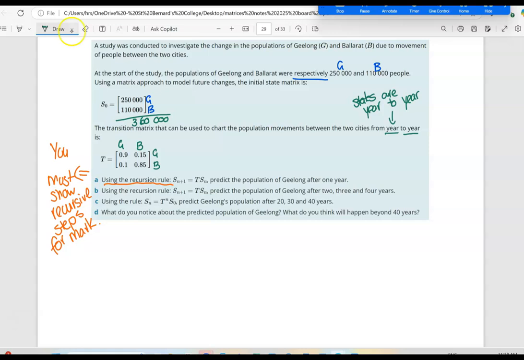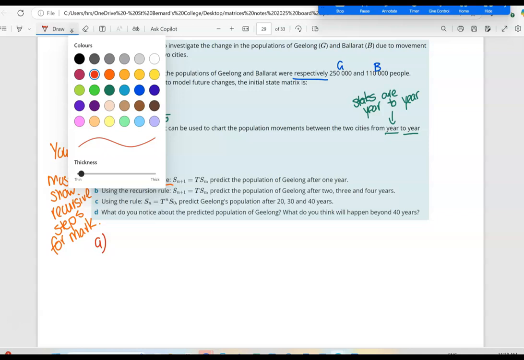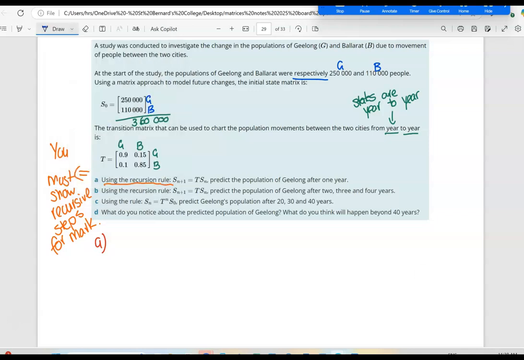Okay, now the first question says using recursion. So in year 12, they will ask you that. They will say using recursion or show recursively to predict the population of Geelong after 1 year. Because you must show all your working out, you've got to find after 1 year, which is S1. So 1 year was state 1. The way we find state 1 is the transition times the one before.